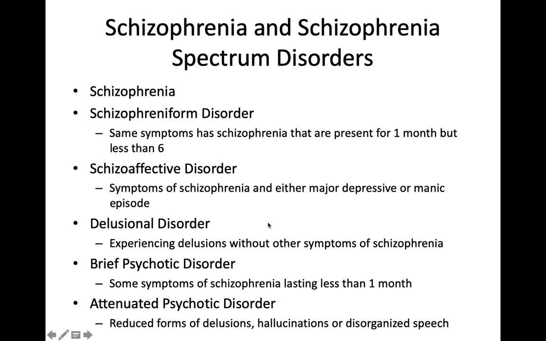Delusional disorder would be experiencing delusions without the other symptoms of schizophrenia, so not necessarily hallucinations or disorganized speech or behavior. There's brief psychotic disorder, which has some symptoms of schizophrenia that last for less than 1 month. And then on the previous slide, I had just referred to attenuated psychotic disorder, which is having these reduced forms of delusions, hallucinations, or disorganized speech. These are all the spectrum of schizophrenia disorders. And again, please refer to the reading for a more specific description of each.